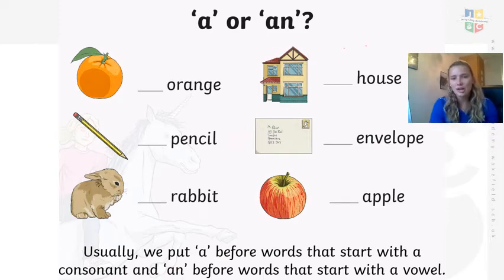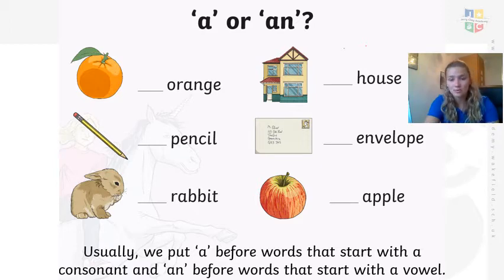So we're going to now look at whether we put a or an, because this is something where quite a lot of us make this mistake. So usually we put a before a word that starts with a consonant. For example, if I have a look at the words here, I know house doesn't start with a vowel because it is not A, E, I, O, or U. It starts with an H, which is a consonant.